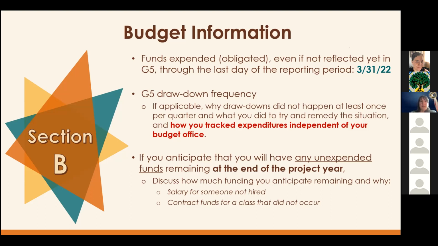The reporting period is the same through that last day, March 31st, October 2022. Also in your narrative section, you'll want to talk about how frequently those G5 drawdowns take place, or if applicable, maybe why drawdowns didn't happen. Ideally, we like to see those once per quarter, but if they didn't happen, how you tried to work and remedy that.